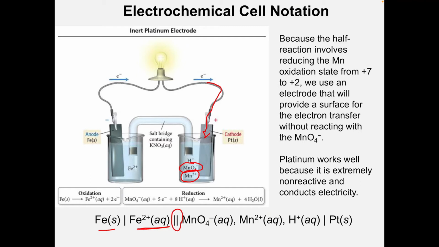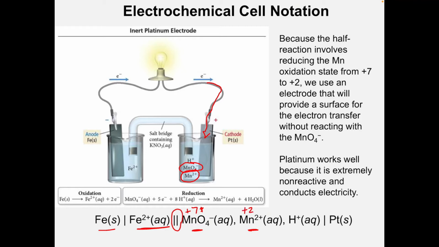But on the right, we have our reduction that's happening. So we're going from permanganate to manganese. So this is going from a +7, my apologies, to a +2, and so that's being reduced.